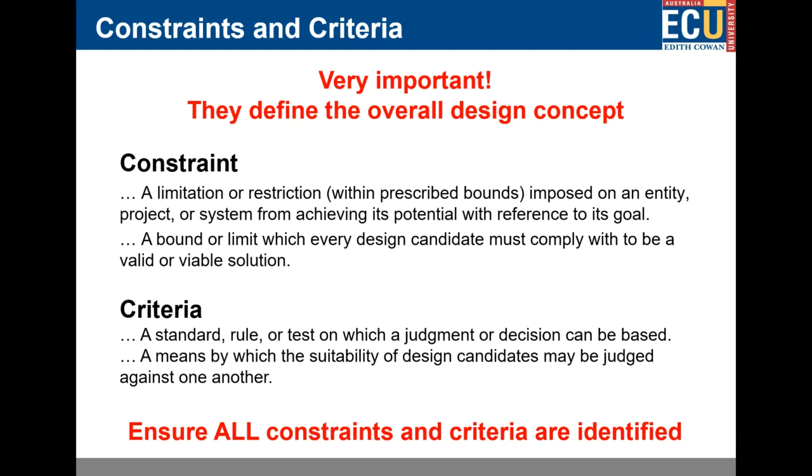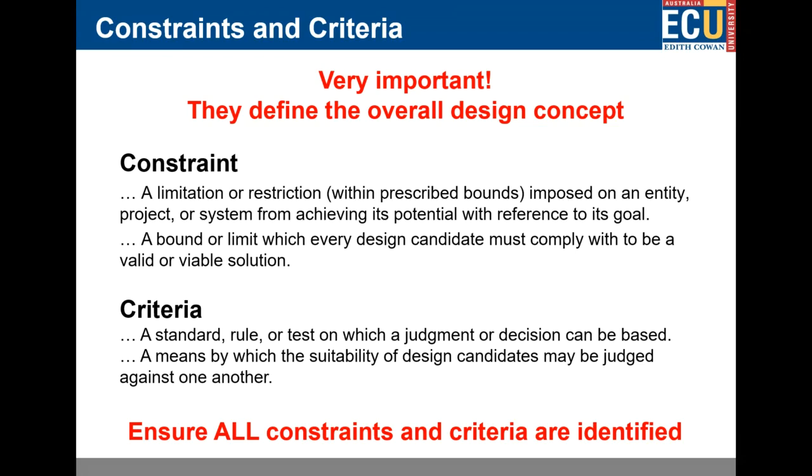So in other words, the satisfaction of a constraint by a candidate is binary. Does it or does it not comply with what's required? This really limits our designers' freedom and provides very strict design bounds. It makes our problem very well defined.